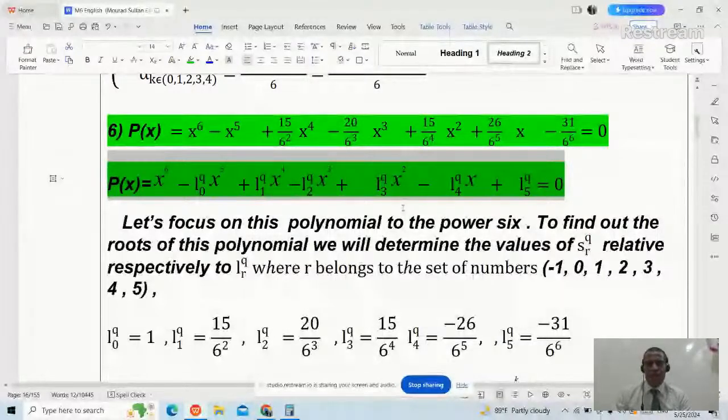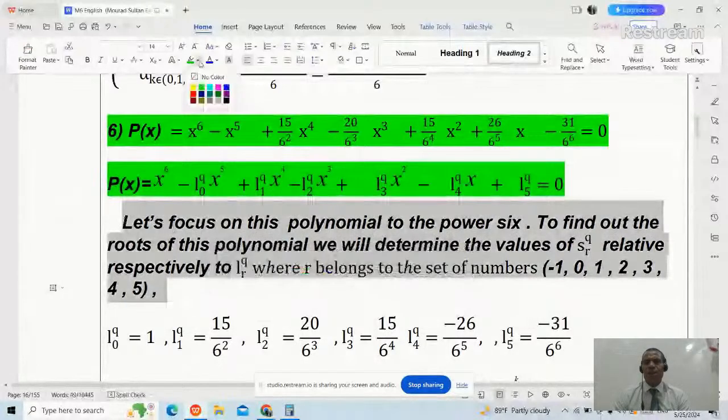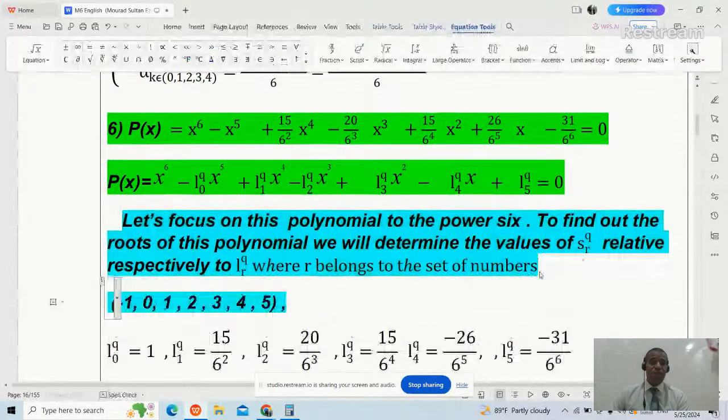Power 6 that we are going to solve, learners, is that. So first of all, let's focus on this one, learners. Let's focus on the following. We can say that this polynomial, its highest power is 6, so it's a polynomial to the power 6. So in order to find out the roots of this polynomial, we should find or determine the values of S_r of order q relative to L_r of order q, where r, learners, belongs to the set of numbers from -1 to 5.